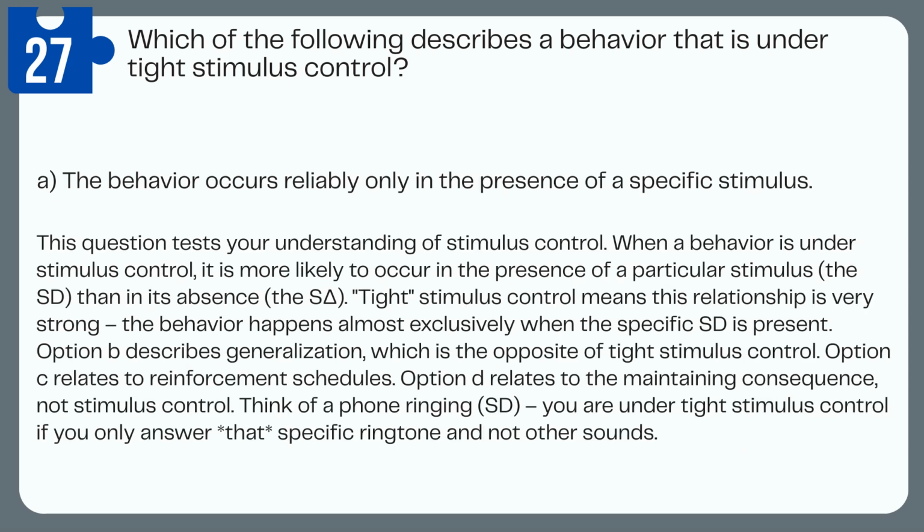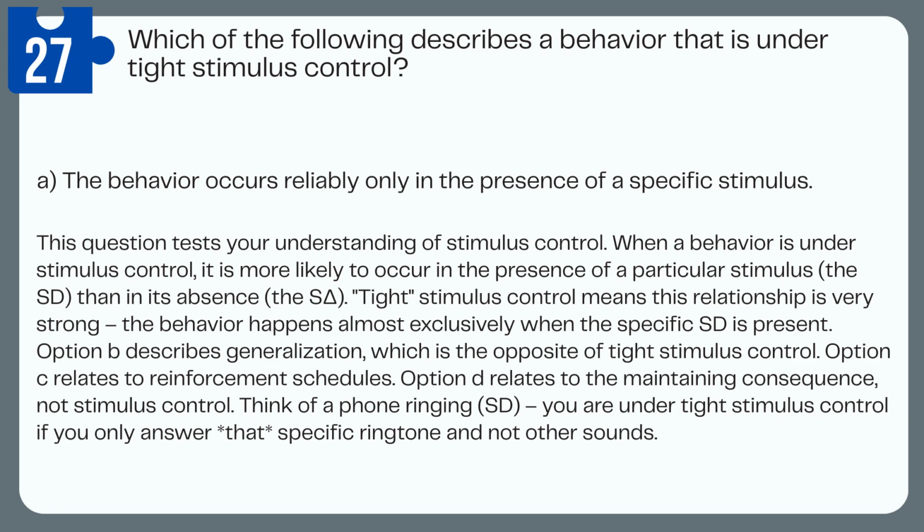Answer. A. The behavior occurs reliably only in the presence of a specific stimulus. This question tests your understanding of stimulus control. When a behavior is under stimulus control, it is more likely to occur in the presence of a particular stimulus, the SD, than in its absence, the S-delta. Tight stimulus control means this relationship is very strong. The behavior happens almost exclusively when the specific SD is present. Option B describes generalization, which is the opposite of tight stimulus control.